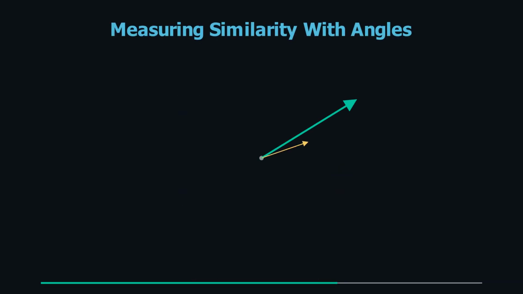Embeddings often compare direction instead of raw distance, using the angle between 2 arrows drawn from the center. A small angle means 2 words point in a very similar direction. A wide angle means they barely relate.